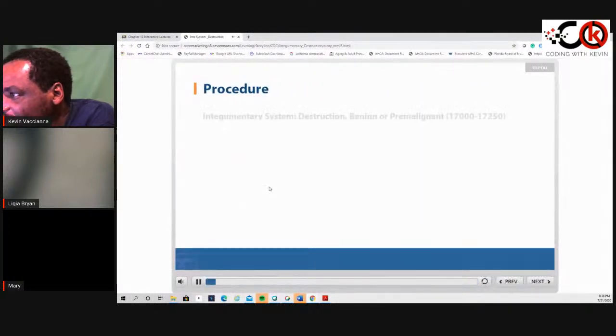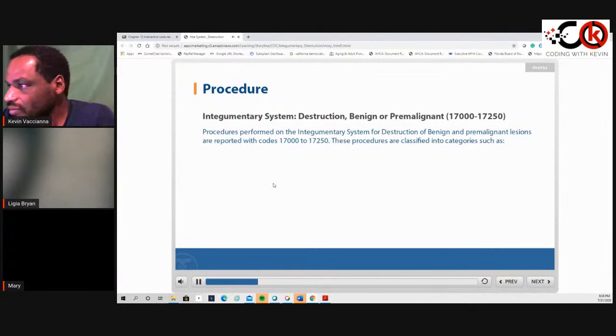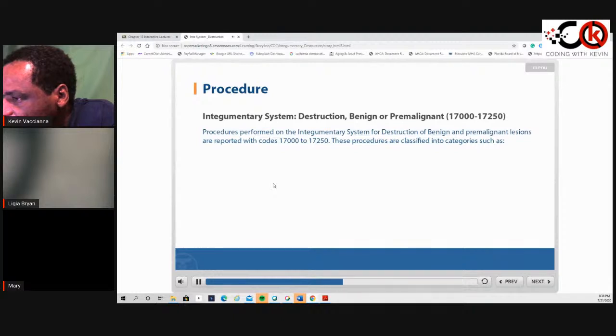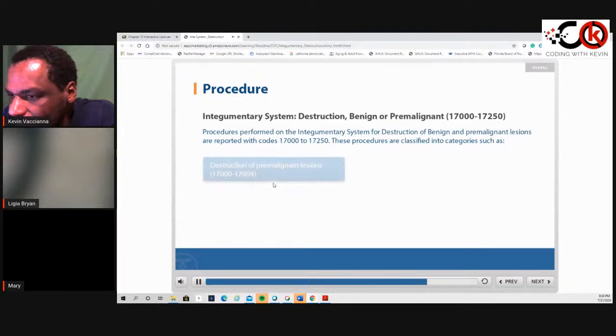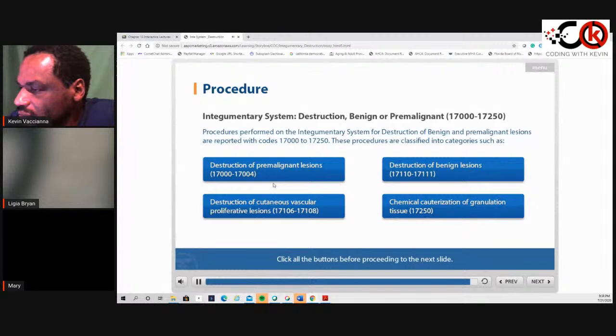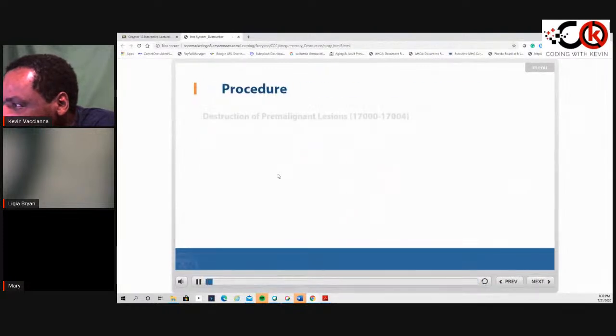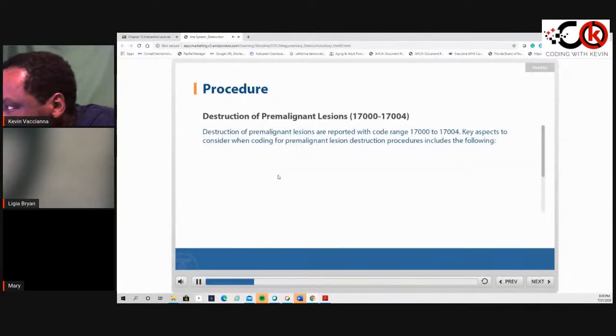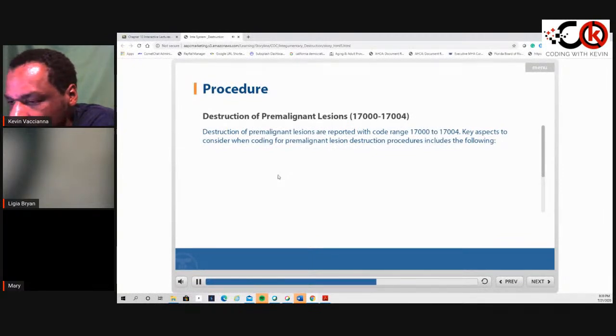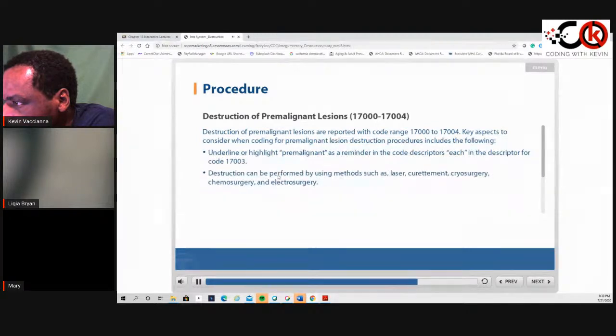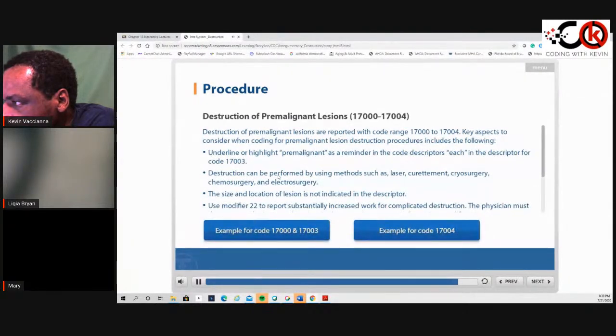Let's go to procedure. Procedures performed on the integumentary system for destruction of benign and pre-malignant lesions are reported with codes 17000 to 17250. These procedures are classified into the following categories. Click on the buttons to learn more. Okay, this is where you need to take some good notes, write as much as you can. Destruction of pre-malignant lesions are reported with code range 17000 to 17004. Key aspects to consider when coding for pre-malignant lesion destruction procedures include the following. Click on the examples to learn more.